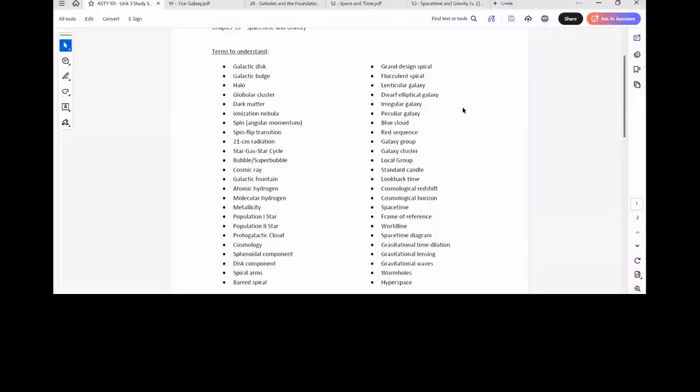Elliptical and spiral are the two main categories, but of course there's no guarantee that every single galaxy will fit neatly into one of those categories. The irregular category is reserved for galaxies that do not fit neatly into either the spiral category or the elliptical category.